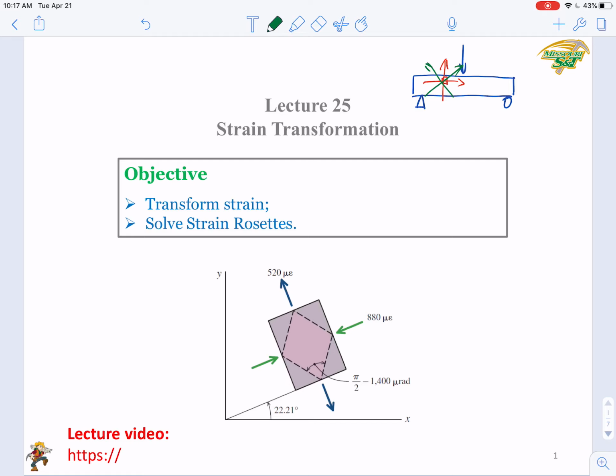So today our objectives include strain transformation, and then we will talk about how to measure strains in the real-world structure. Okay, we will use the strain gauges. Then it's other equipments, devices. You can measure the strain values in different directions, and then we can do strain analysis based on our theories and to solve the strain rosettes.